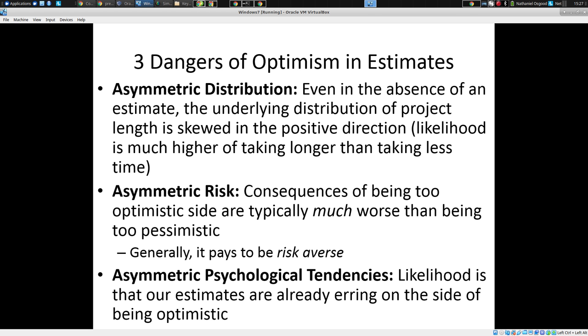A second issue is asymmetric risk. This is another danger. The consequence of being too optimistic is typically much worse than the consequence of being too pessimistic. Why is that? Why is it that being too optimistic is a problem? People talk about wanting people to be positive, a life of optimism. So why is it a problem here?